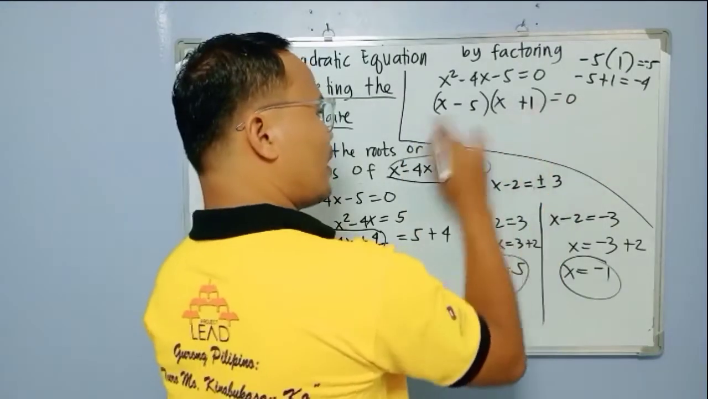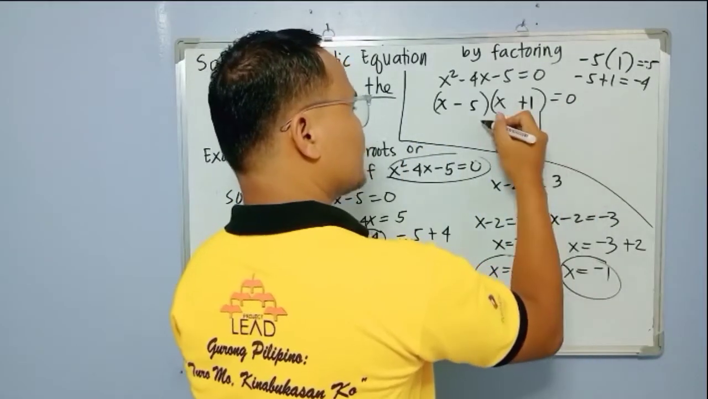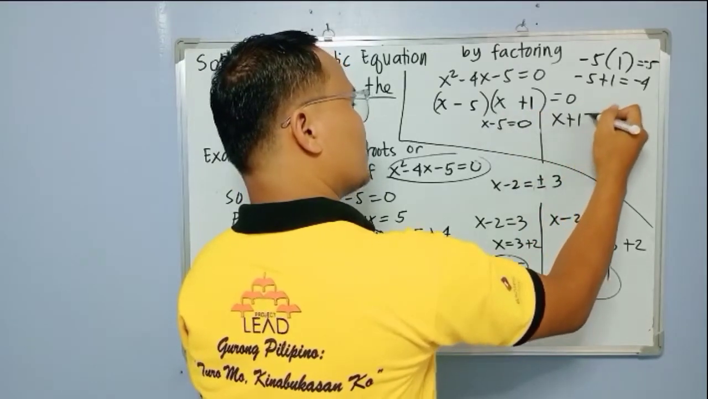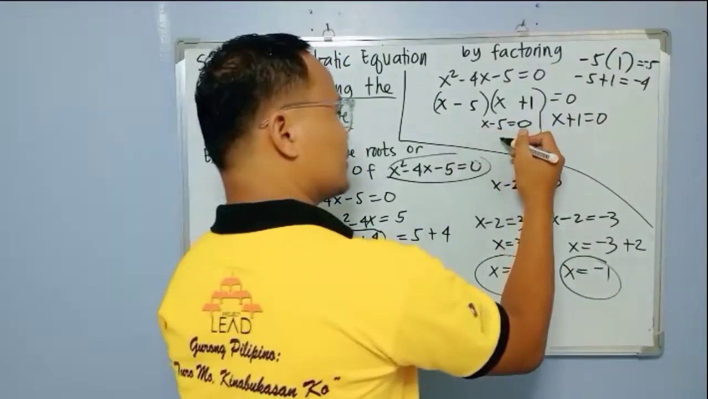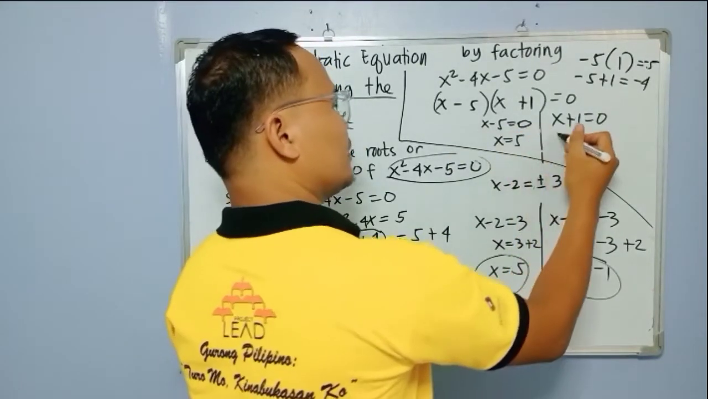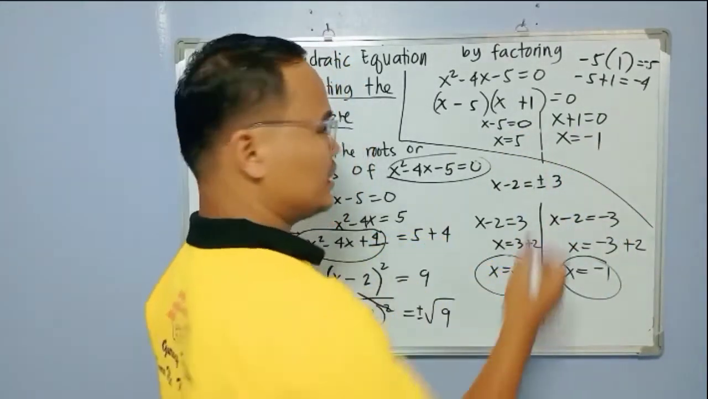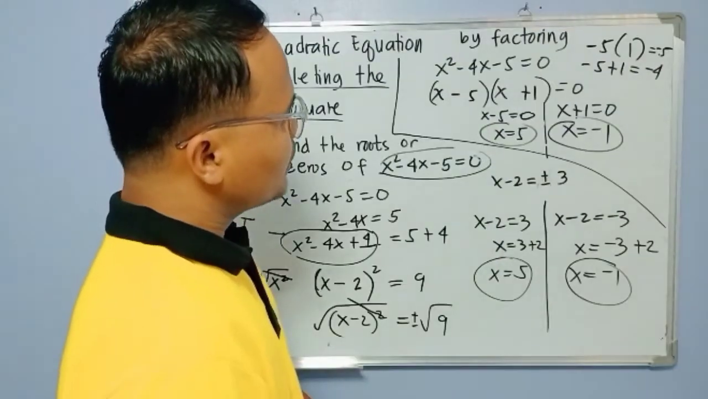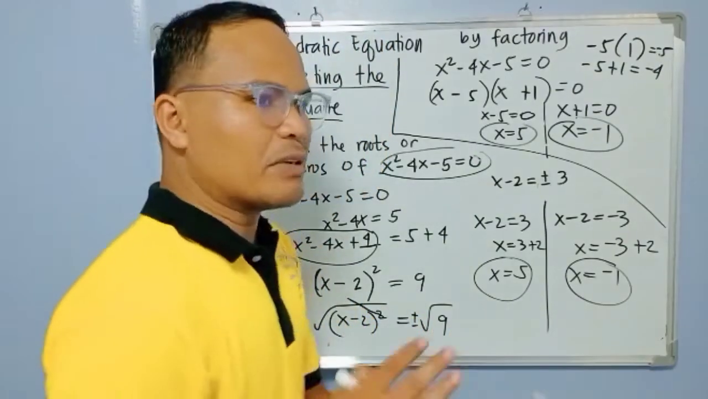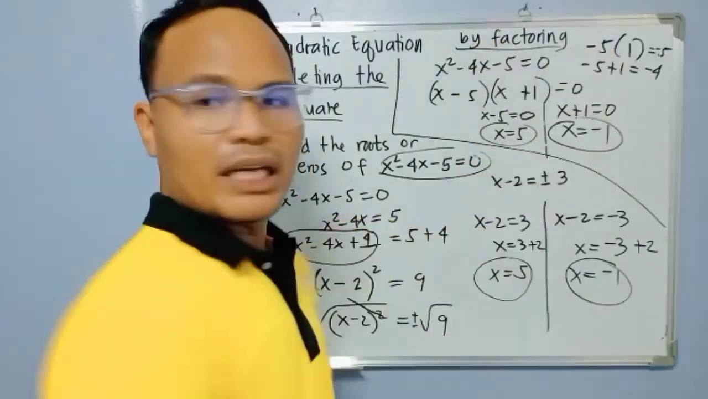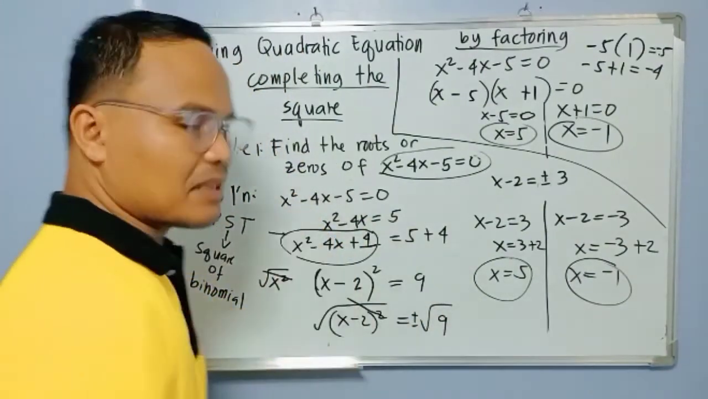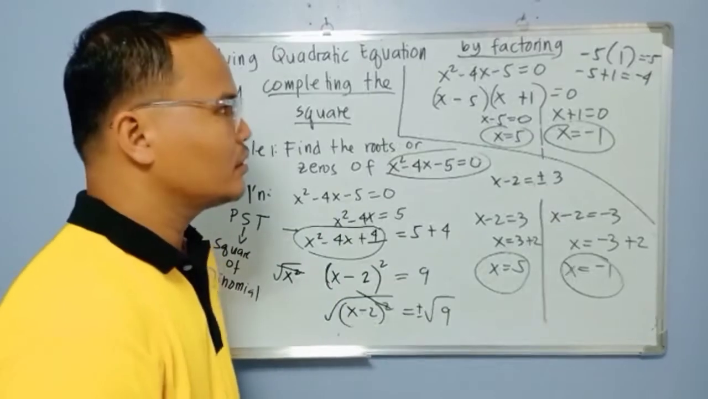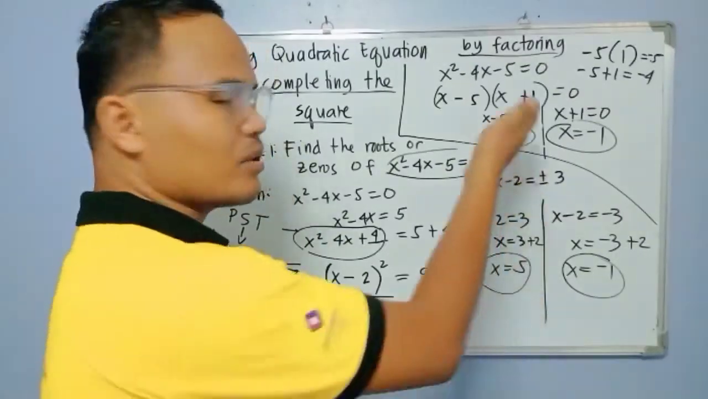Then equate the factors to 0. x minus 5 equals 0, and the other side, x plus 1 equals 0. Then solve for x. x equals 5, and x equals negative 1. Take a look. They have the same answers, but if we are going to solve it quickly, we should use factoring instead of completing the square, because we only want to find the roots or zeros. So if the equation is factorable, then we use factoring.